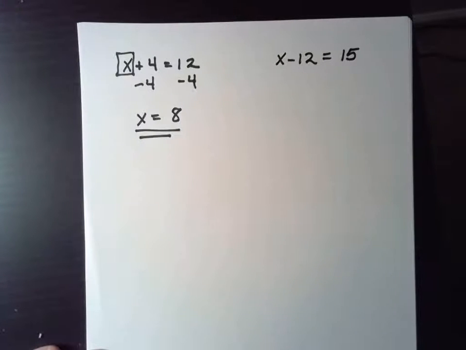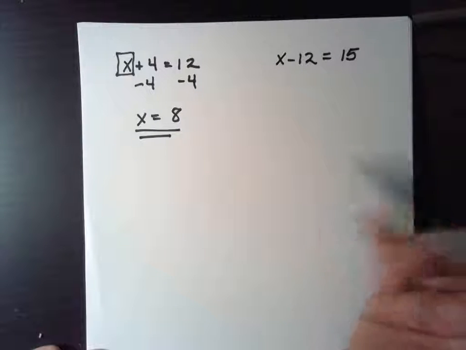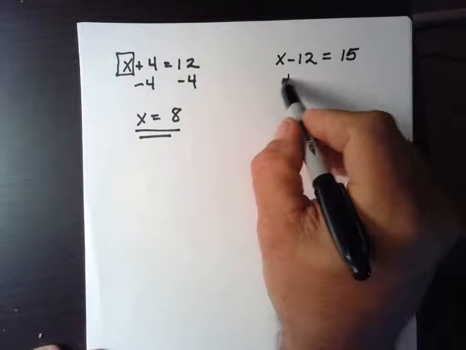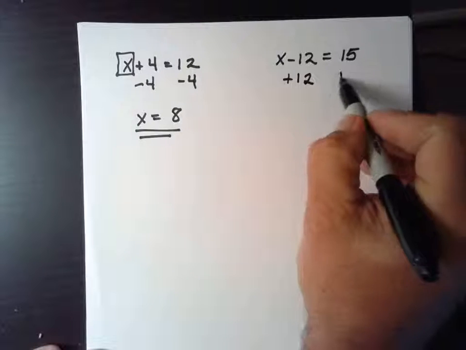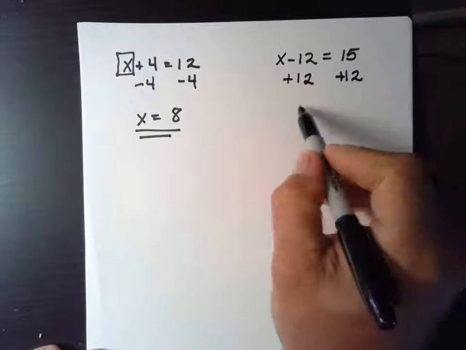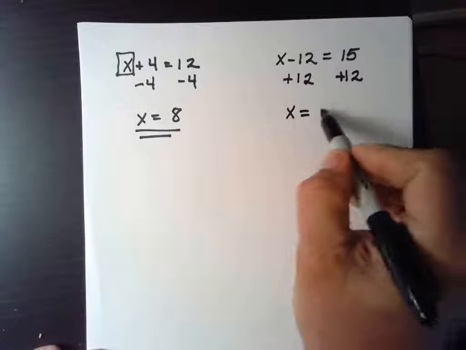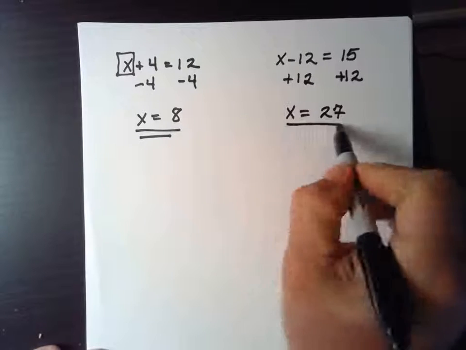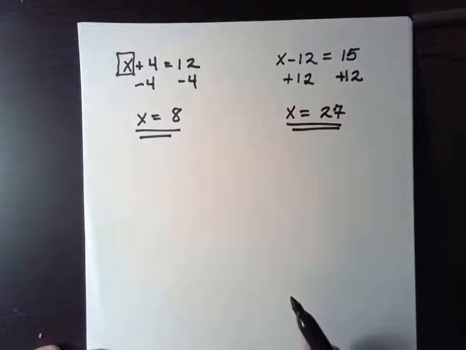And then we do x minus 12 is equal to 15. And we say, okay, how do you get rid of a negative 12? Well, you add 12. And the student goes, okay, and you do it on the other side, and everything's fine. Again, the student says, yeah, I can do algebra.